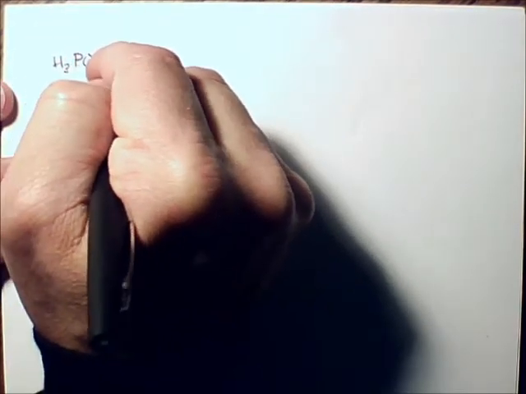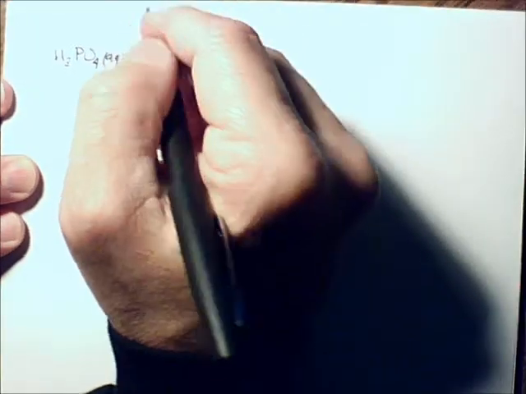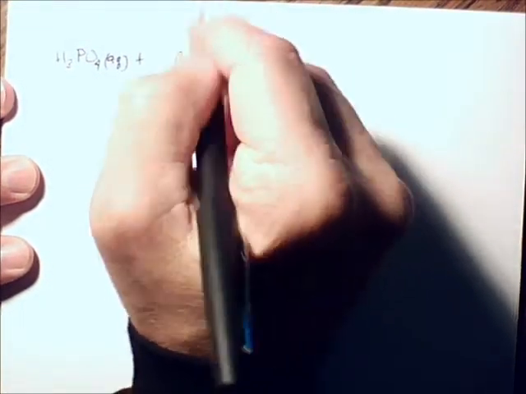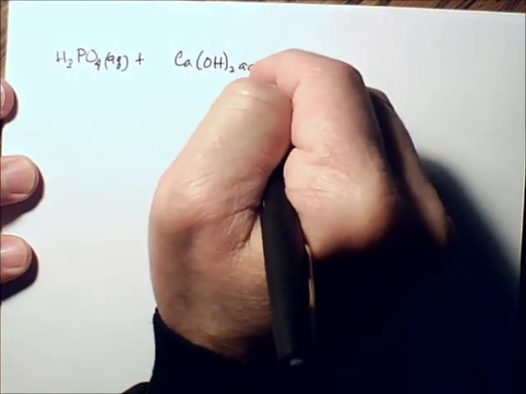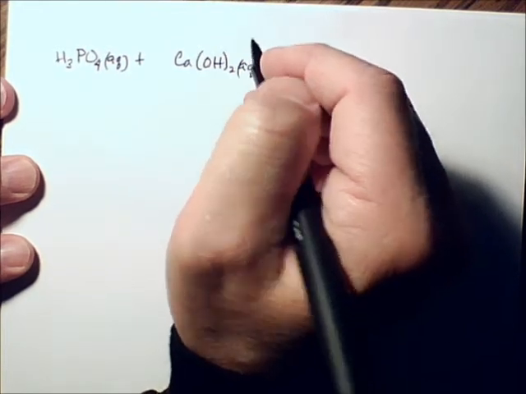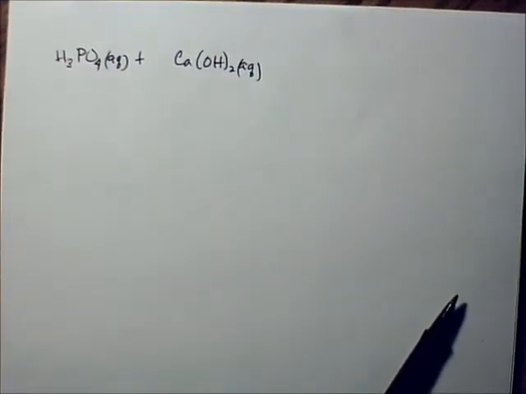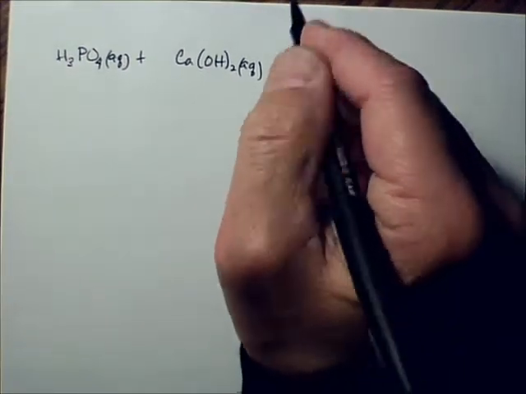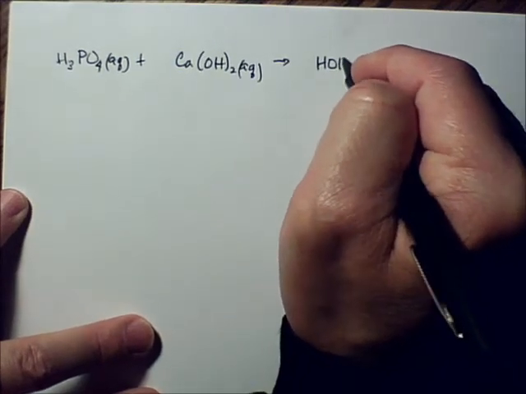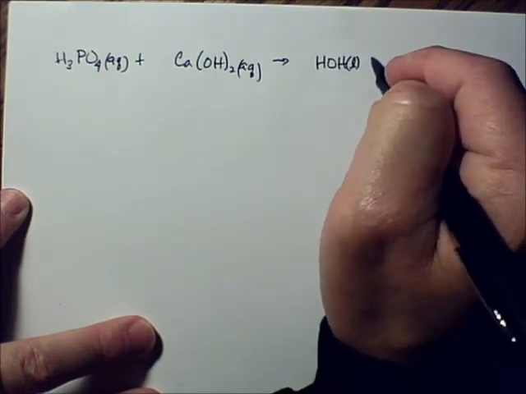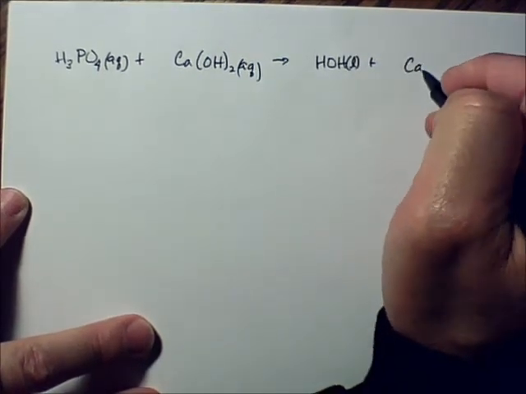H3PO4 aqueous, Ca(OH)2. Oh, there you go. Well, I need to do that, huh? That's helpful. Then water, and then calcium phosphate.